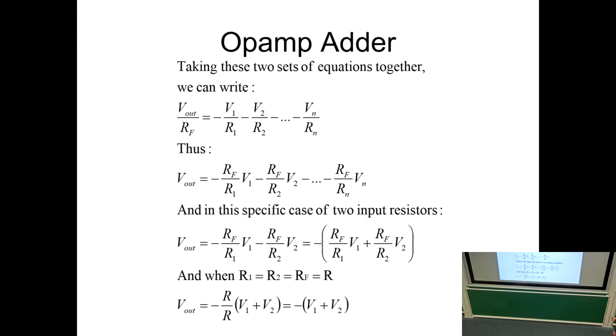And it also gives us a clue that maybe we can scale the weighting of the different inputs if we mess around with these resistors if we wanted to. We're not going to do that. We'd like a straightforward adder, please. So we just make all the resistors the same.